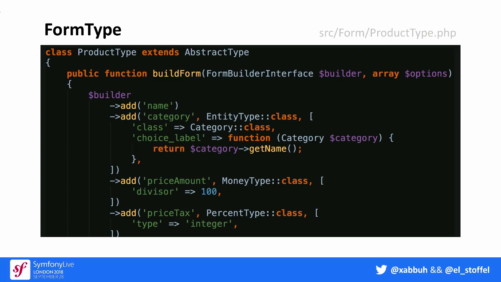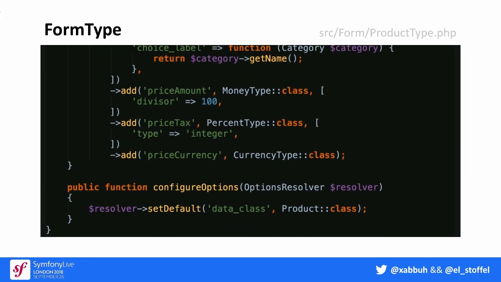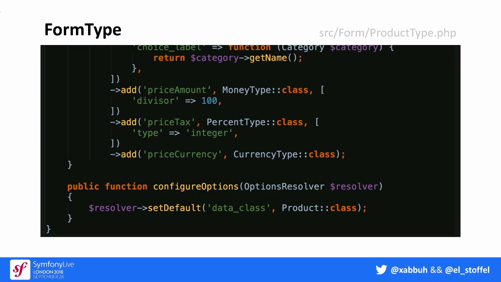Okay, and the second important thing is the form type. In this case, it's straightforward as well. We have a name, we have a category which is an entity type, and we're just using the category name as label. Then we have a price amount, which is a money type with a divisor of 100 to be more accurate while calculating with the price. And then we have a percent type and the currency type for the price tax and the price currency. And very important, we use the data_class option of the form type to bind it to the product class, to our entity.